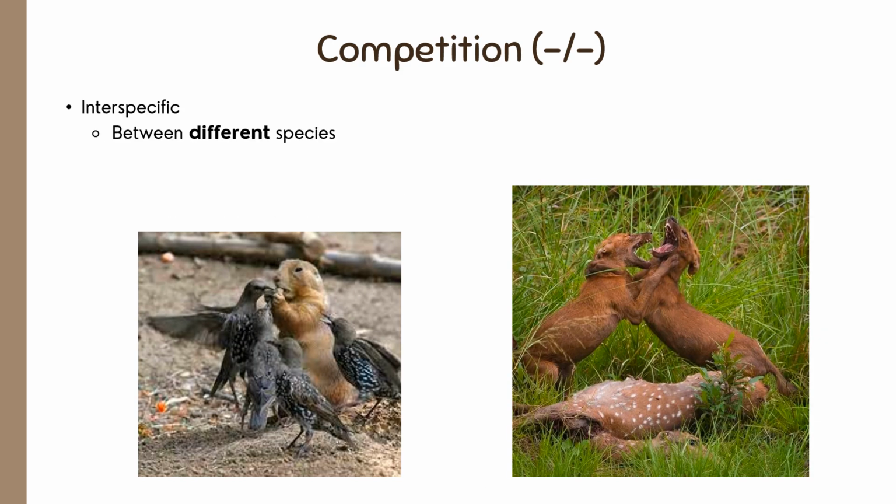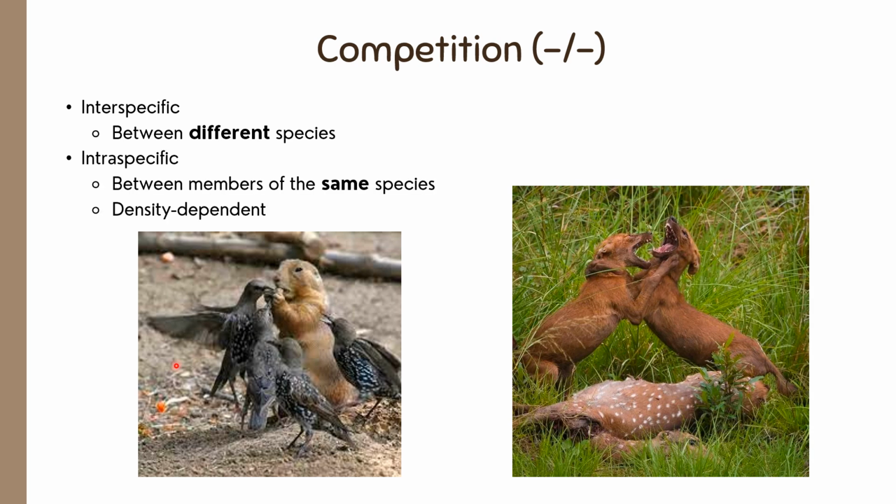So competition can also be described as interspecific, so between different species. As we can see over here, we've got, I believe, a chipmunk. I'm not too sure. I think it's a chipmunk competing with some birds over some food. So that's between different species. Or you can have intraspecific competition. That's between the same species. So here we have two animals. They're called dholes. They're kind of like dogs, and they are fighting over this food.